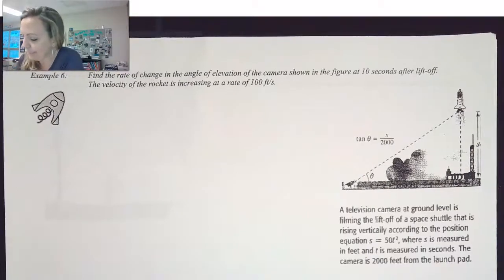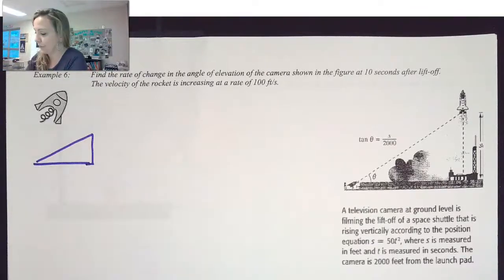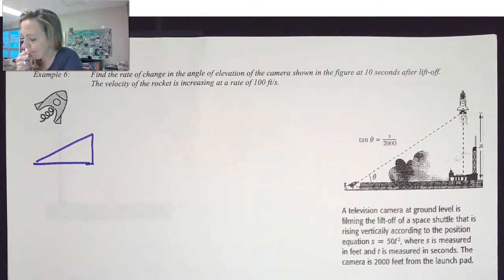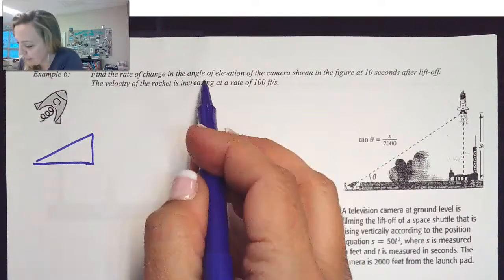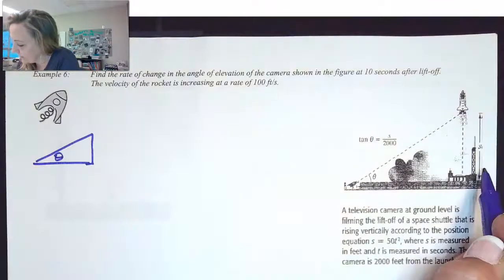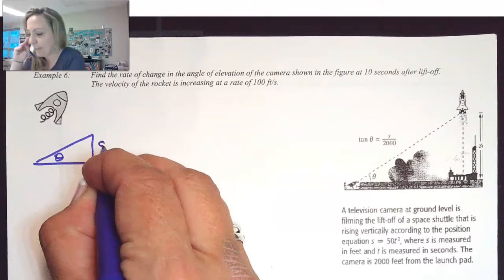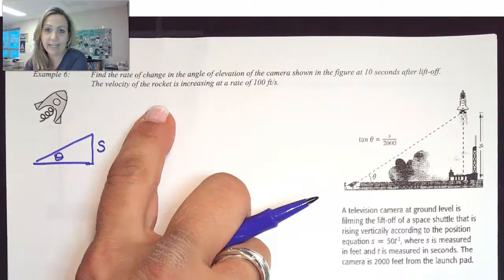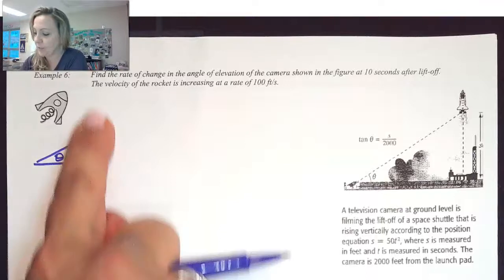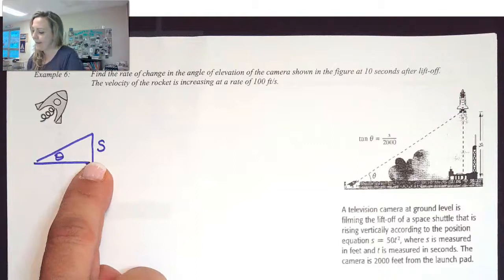So here's my step 0: I'm going to have this little picture. I noticed that it's talking about an angle of elevation. We know that's measured from the horizontal. And they've labeled this S here. Again, they're talking about the velocity of the rocket, and the rocket is going straight up. So the velocity is going to be related to this S, right? It's going to be the derivative of that.